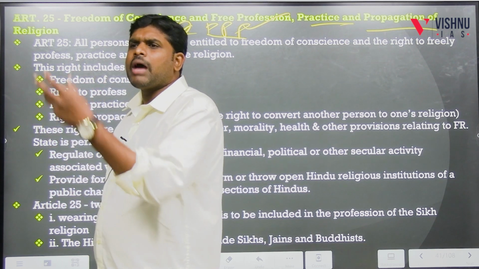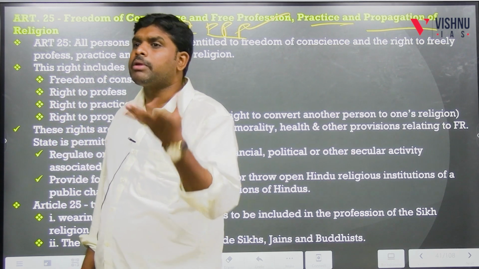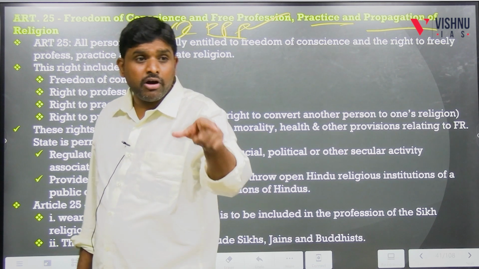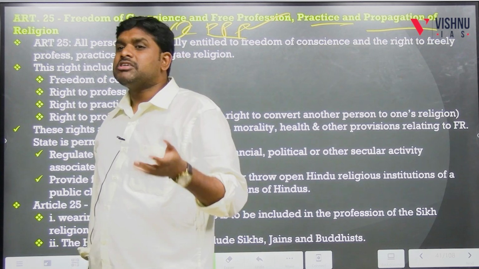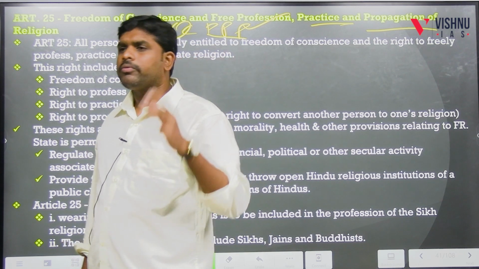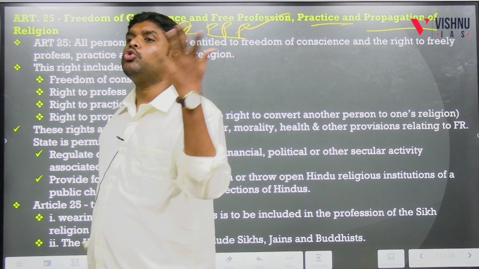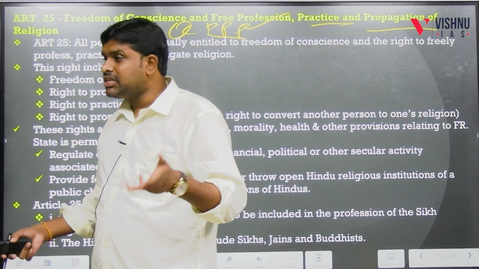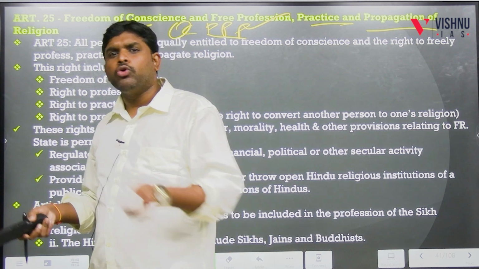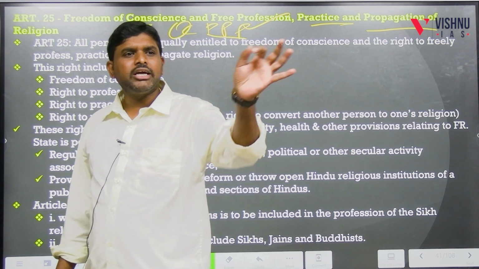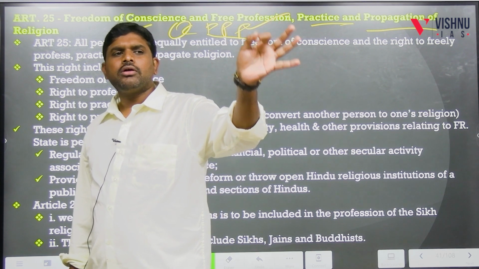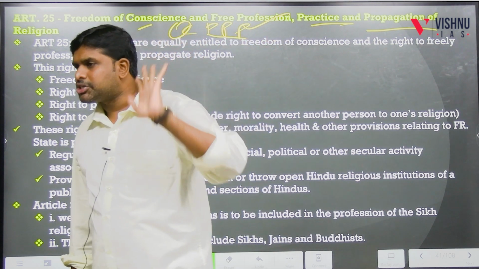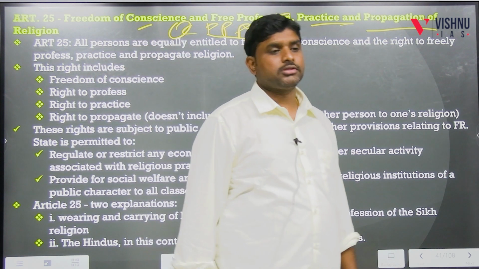If I allow it, an American person or a London person can come and promote Christianity. There is a chance of conflict. If I allow it, a Dubai man can come and spread Islam. If I allow it, a Nepal man can come and promote Hinduism. Every religion can be a conflict. So local people can do it, but foreigners should not. Article 25 CPPP: freedom of conscience, free profession, practice and propagation of any religion of choice.